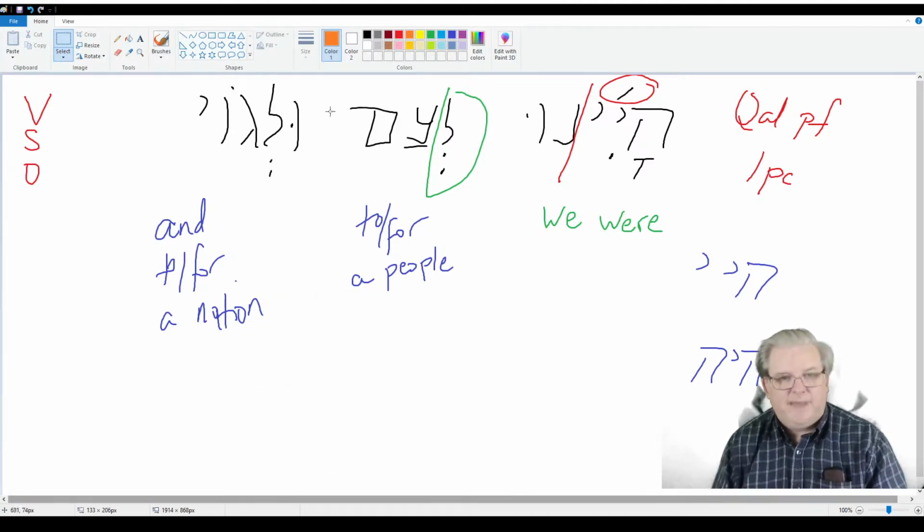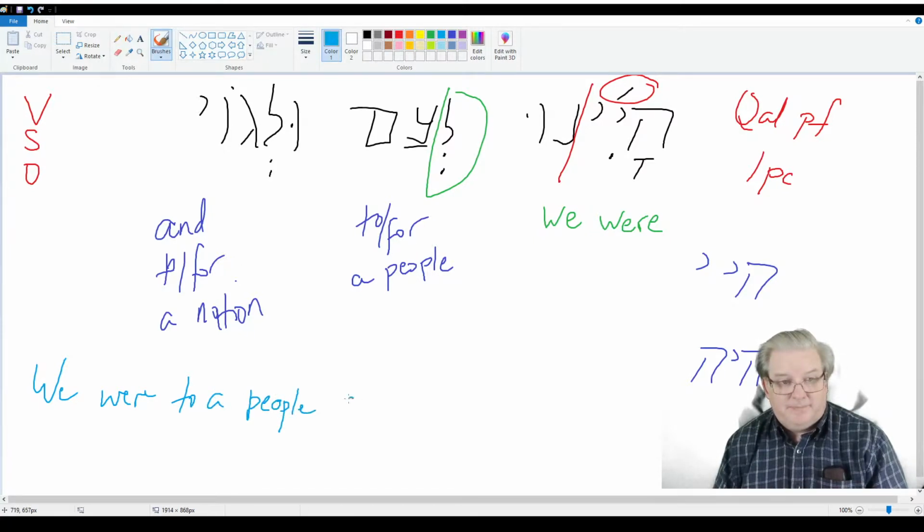Okay, now I have a provisional sentence. Let's write it down and see what we get. We were to or for a people, indirect object, and for a nation, to or for a nation. I don't know. This is never going to work until you make a special vocabulary card. Haya plus lamed equals become.